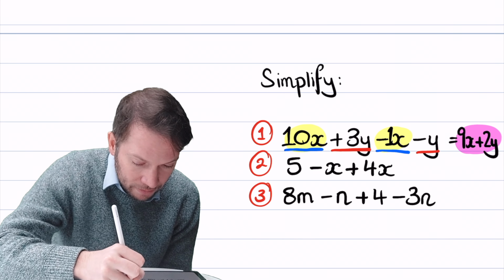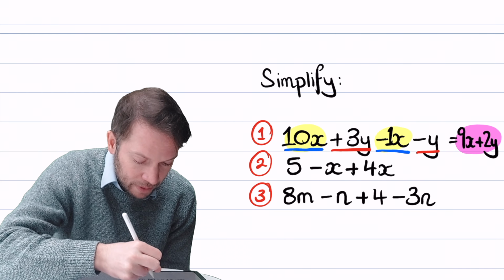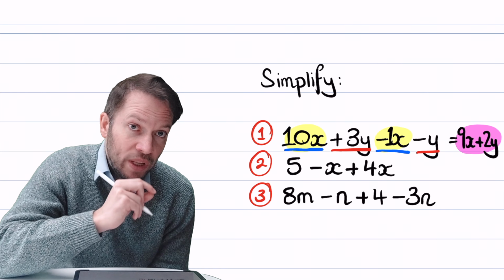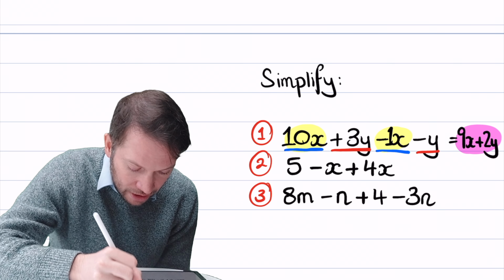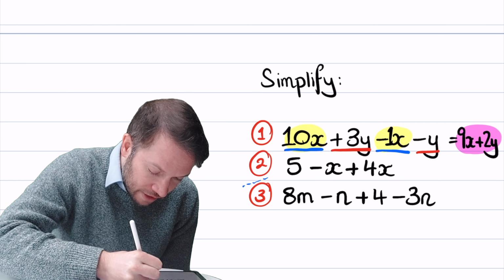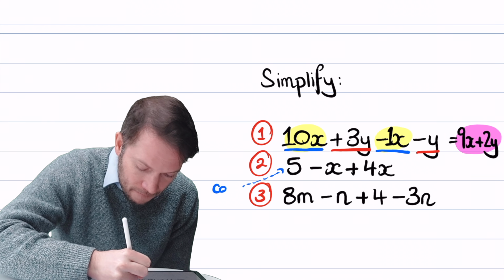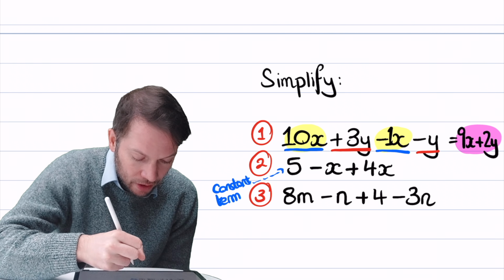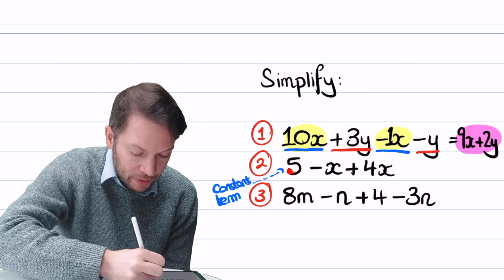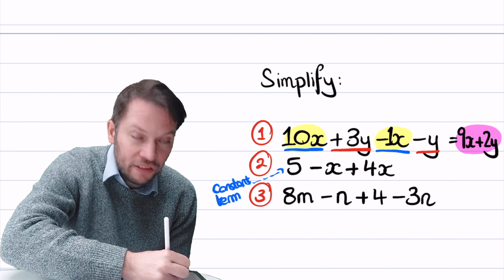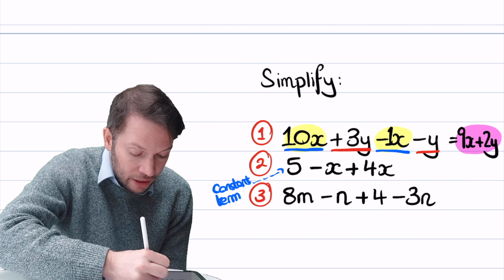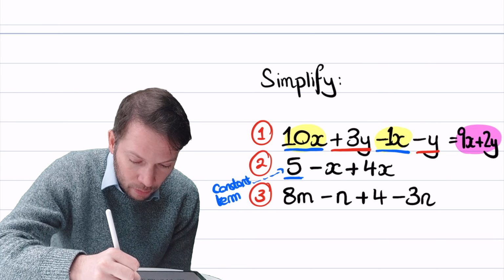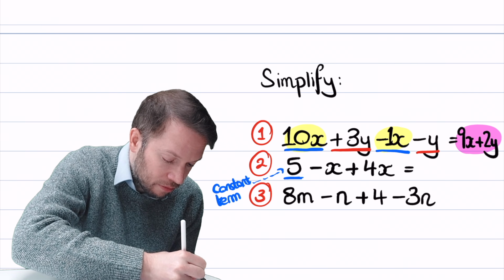Right, what about the second one? Let's think about like terms. This first term here is 5. And notice that doesn't involve a letter. It doesn't involve a variable. We say that's a constant term. Let me just label that. This is known as a constant term. And constant terms can only collect with other constant terms. Now, there's no other constant term. There's no other term here which just has a number and no letter in it, no variable. So this 5 is just going to stay on its own. So in the answer, we're just going to put 5. There's no like terms we can collect it with.